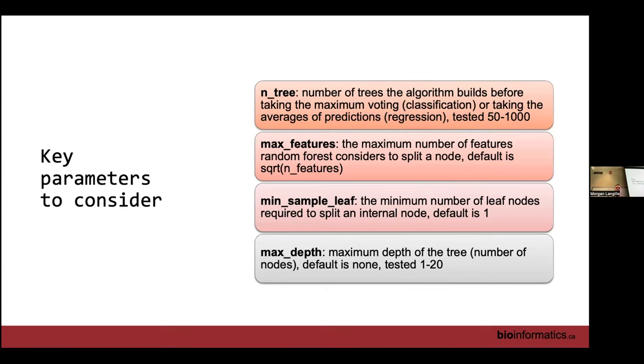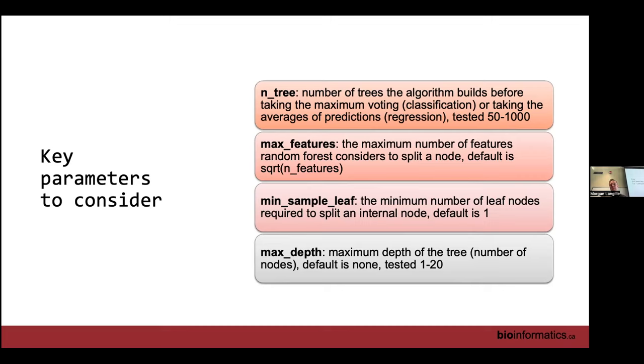So for random forests, here are the parameters that are often used, and sometimes the name slightly changes, but this is mostly to give you an idea of the types of things that go into a random forest prediction. First, the number of trees in the algorithm to test, right? More testing requires more time, so it could be 100, it could be 1,000. Second, the maximum number of features to use when splitting a node. That's often set as the square root of the number of features.